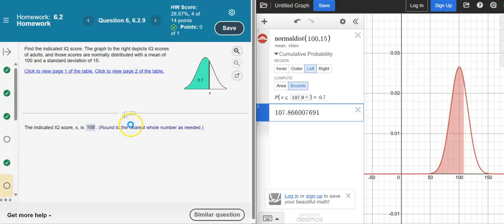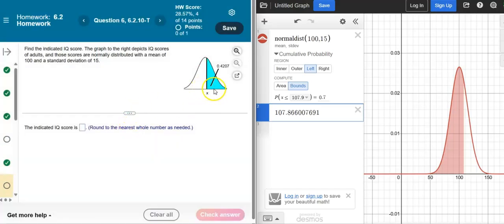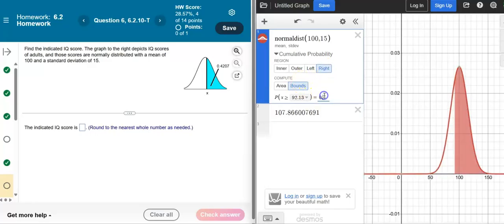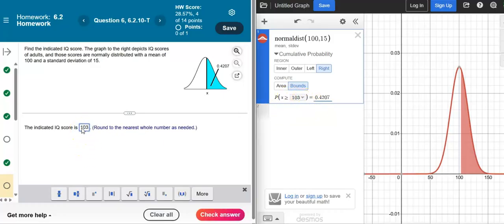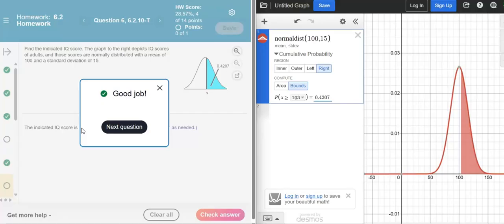All right, let's do one more. This one is a right area. So now we're just going to select right with bounds selected. Put in that probability, 0.4207. Drop that off, round it to the nearest whole number. It's rounding it to 103 already. So I can just do that straight in Desmos without having to drop that option down to see more decimal places.